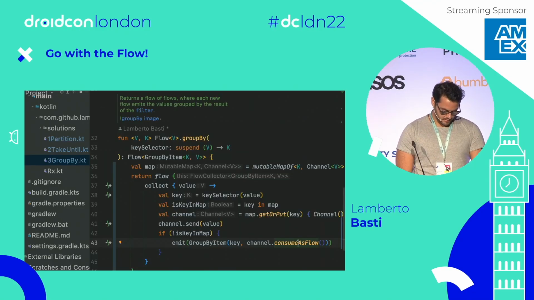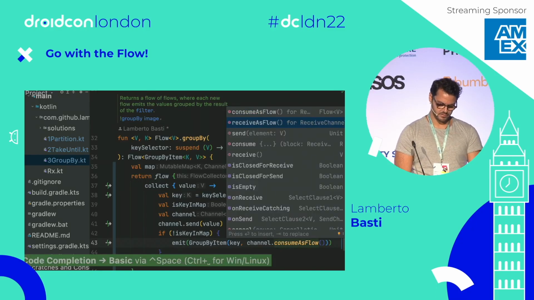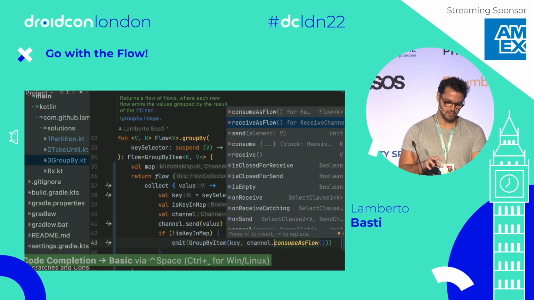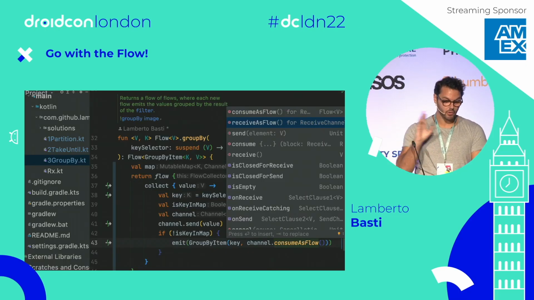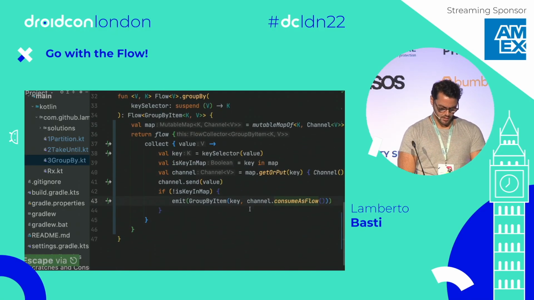The difference is that receiveAsFlow allows multiple coroutines concurrently to receive from the channel, and based on the policies of the channel, stuff happens. But while consumeAsFlow, only one coroutine can consume that channel. And if another coroutine consumes that channel, well, that's an exception. So, if the key is not in the map, we send it. Did I forget something? No.